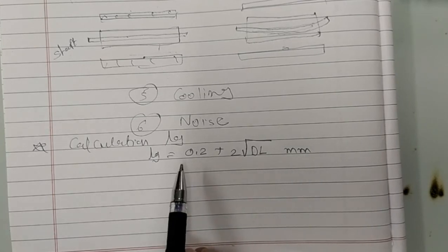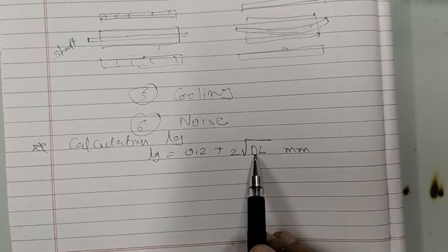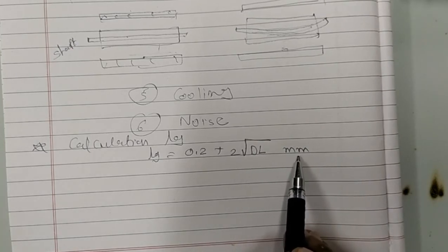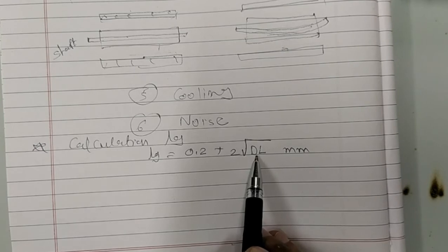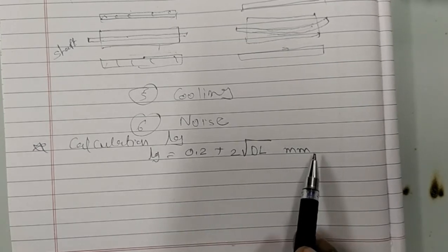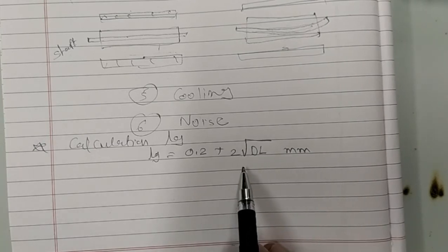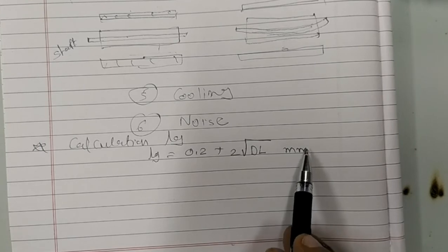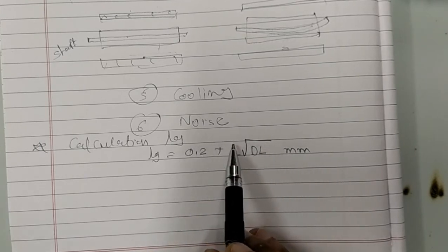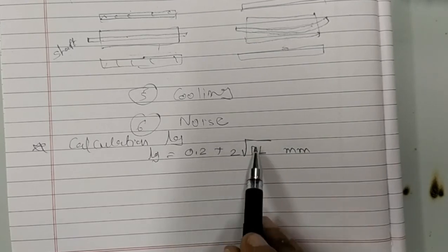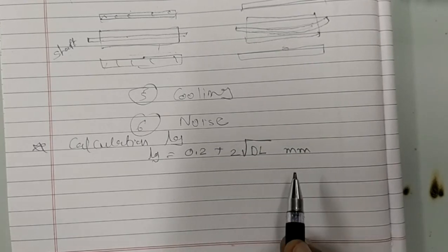Don't get confused that this is in a meter, so how do we take it in mm? Because if you keep it in a meter, then the length of the air gap will be very high, and after that we would need to convert it into mm itself. We don't want to get into that complex thing. So simply take D and L in meters, and whatever numerical value is there, convert it into mm.